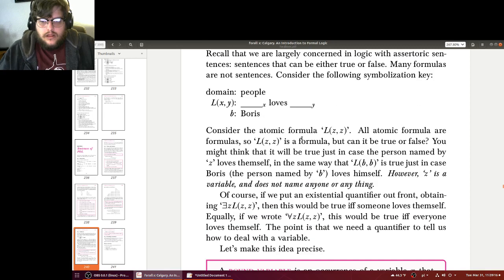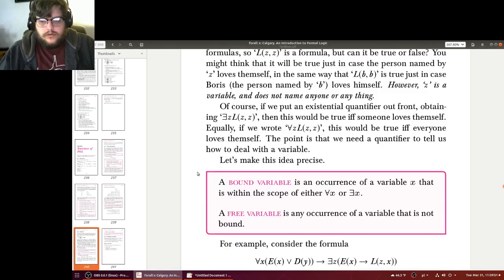Now, if they took this formula and put there exists Z in the front, then that's a whole different question, okay? So this formula, it's pretty much unanswerable whether or not it's true or false. This one, though, could be answered. That's a formula that you could say is true or false. If there was a person that loved themselves, say maybe Boris, then this statement would be true. This one is more difficult to make true, because it would mean that all people love themselves. And probably that's not true, in general.